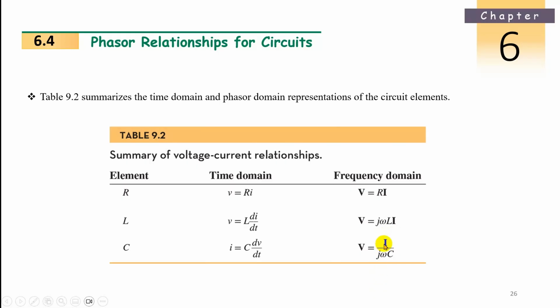Now, coming to here, I by j omega C. 1 by j omega. Omega is 2 pi F. F is 0. Something by 0. What is it? Infinity. Something by 0 is infinity. So, infinity means what? Open circuit. Means very high voltage, infinity voltage. So it acts as an open circuit. So like this we will prove here in AC to DC relation. You can remember like this also.